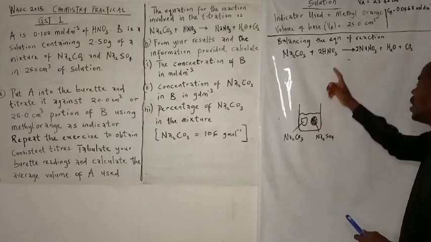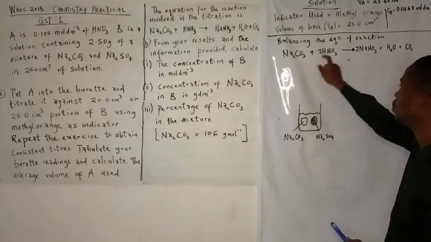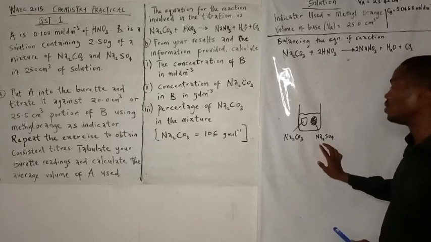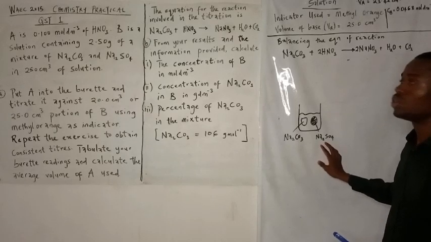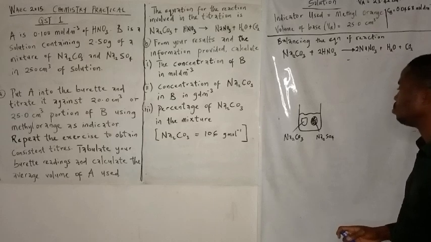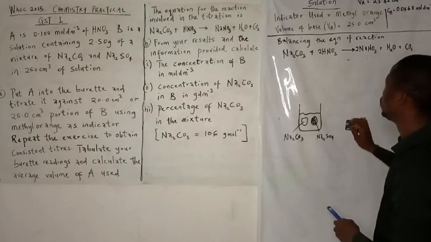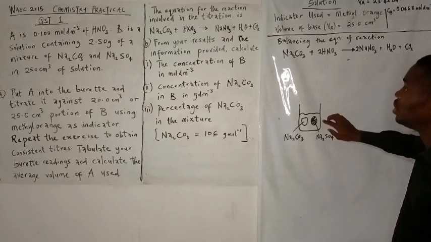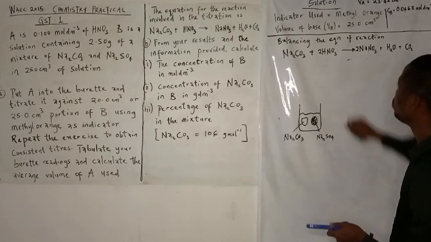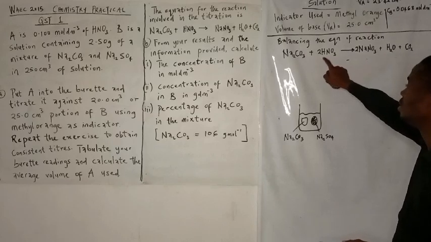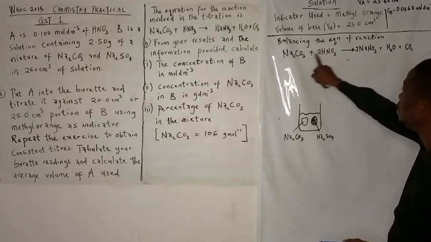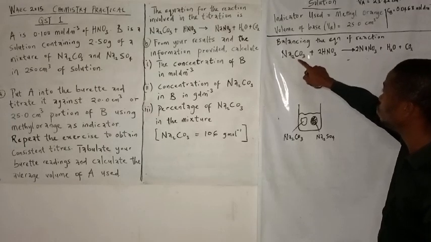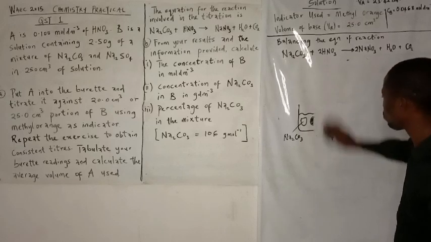But you find out that in the reaction, only sodium trioxocarbonate IV is reacting with the acid. And the reason is that sodium tetraoxosulfate VI is a neutral salt, and so it does not take part in the reaction. Please take note. It does not take part in the reaction. Now what we have done is that we have calculated the concentration of B in mole per dm cube. Now that is in this reaction, because we use the mole ratio of the acid to base. So we have calculated the concentration of sodium trioxocarbonate IV in mole per dm cube.